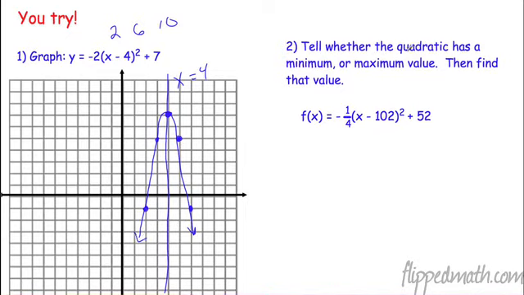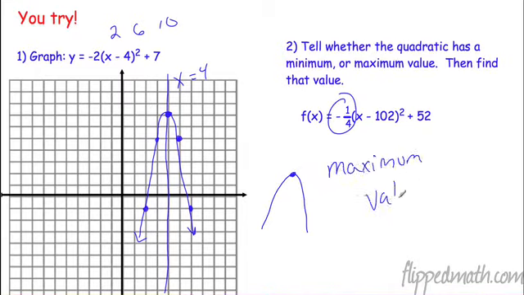Tell whether the quadratic has a min or max, then find that value. So we have a negative, right? That means it opens down. So we're going to have a maximum value. And what is that? Well, that's our y value. That's 52. All right. There you have it.